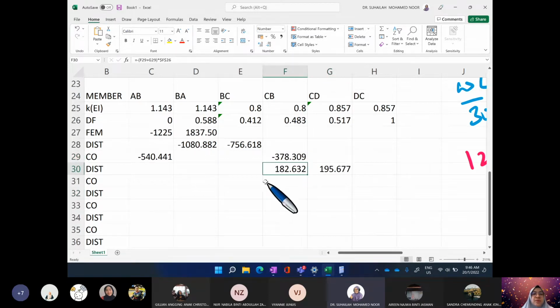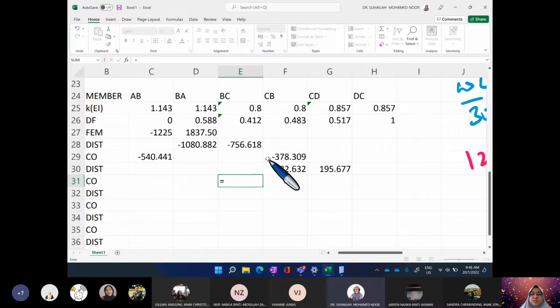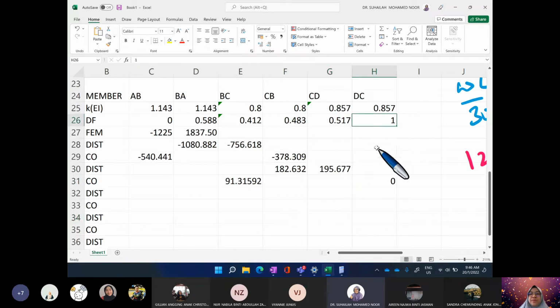Okay, now we have to carry over the value. The factor is 0.5 for an internal support. So it is 182.632 divided by 2. But here the value is 0 because the carry over factor for a pin is 0. So there's no value to distribute here. Then we repeat the process again. We distribute the value.